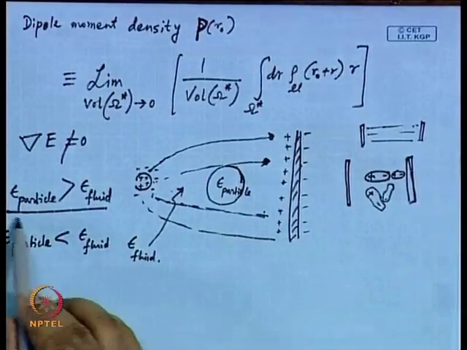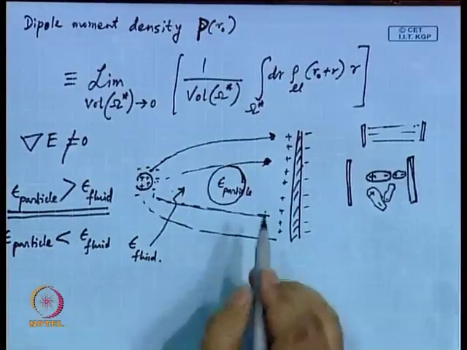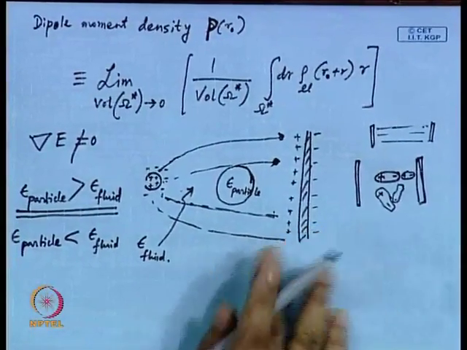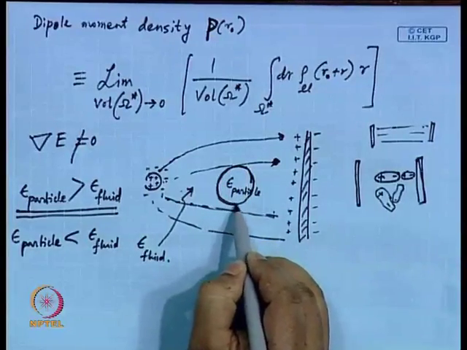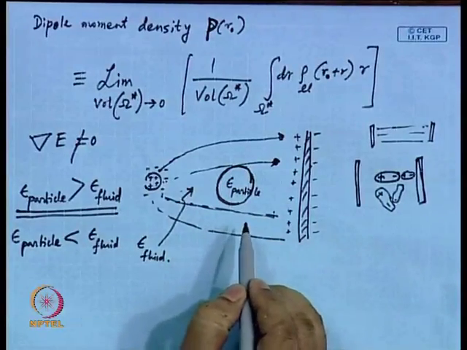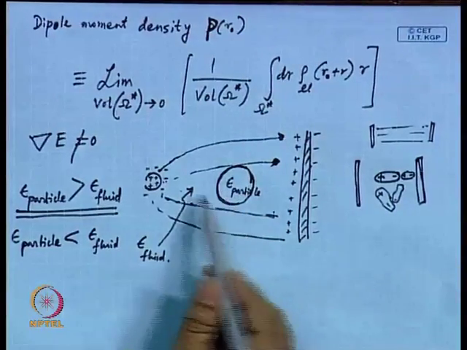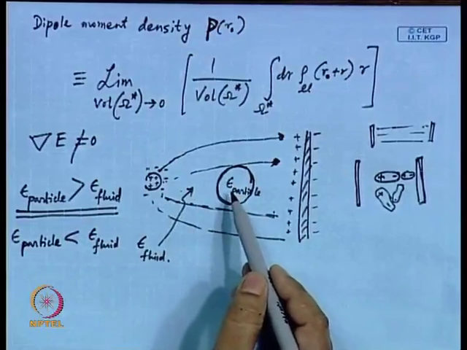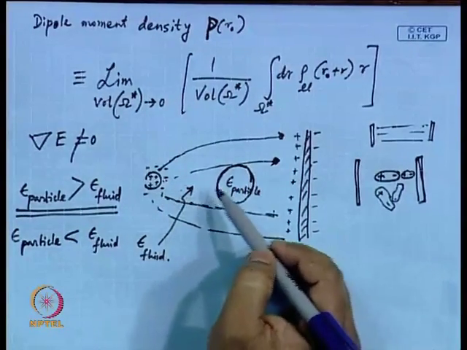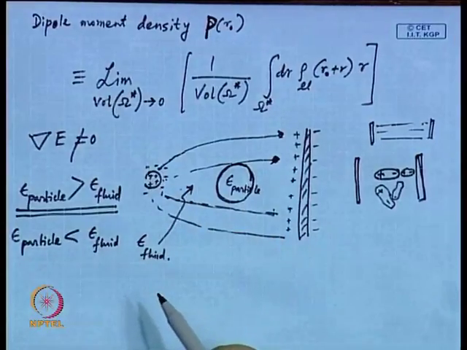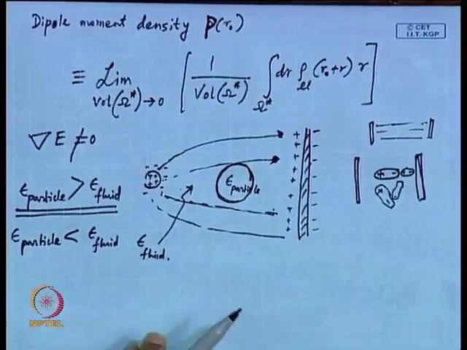Okay. Now, if the f sub particle is more than f sub fluid, under this condition, you will find that more charges are available on the surface of this particle, and in that case this particle will be drawn towards the region of strong electric field. Why will it be drawn?